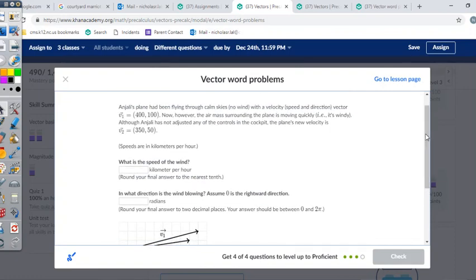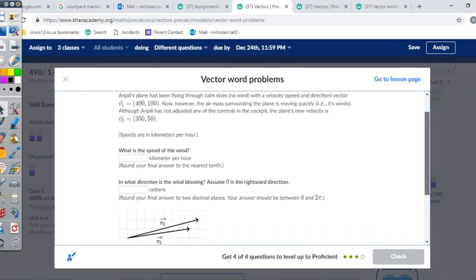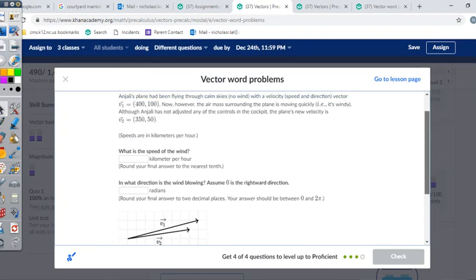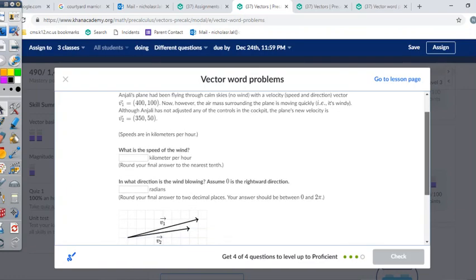Anjali's plane has been flying through calm skies, no wind, with a velocity, speed, direction vector v1 equal to 400, 100. However, the air mass surrounding the plane is moving quickly, i.e., it's windy. Although Anjali has not adjusted any of the controls in the cockpit, the plane's new velocity is v2, 350, 50. So we need to find the speed of the wind. This is the exact same process as an earlier problem.